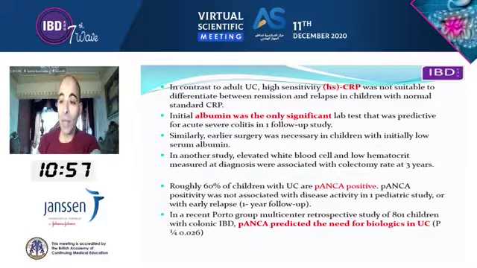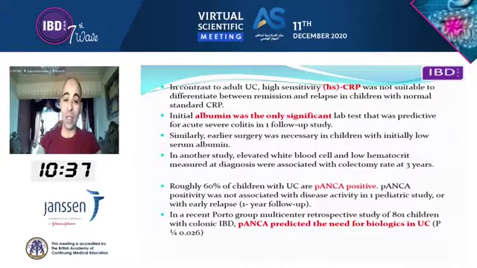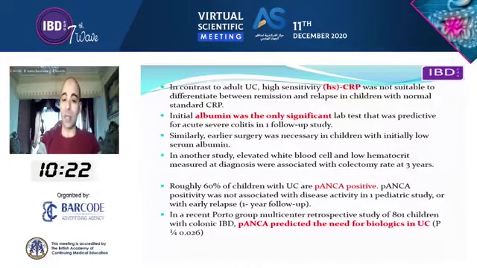Serum albumin level was the only significant lab test that predicted severe colitis in a 1-year follow-up study. In another study, elevated white blood cell count and low hematocrit value measured at diagnosis were also associated with colectomy. As regards pANCA, about 60% of children are pANCA positive at diagnosis, and a recent Porto Group multicenter retrospective study on more than 800 children with chronic IBD found that pANCA predicted the need for biologics in UC.